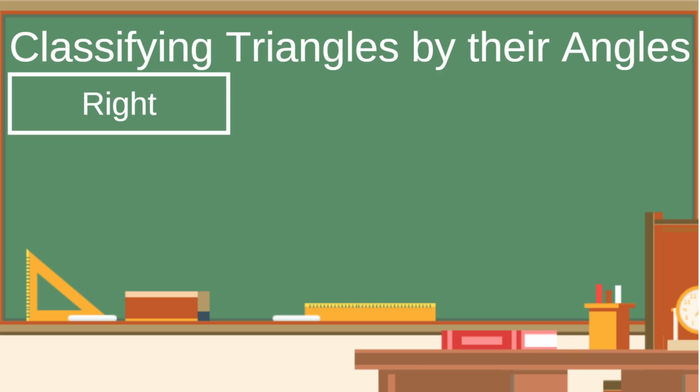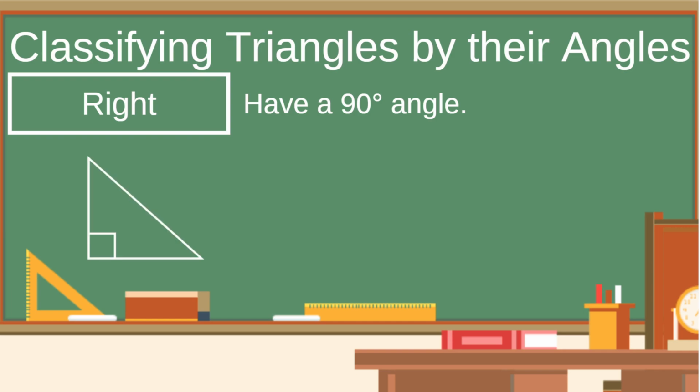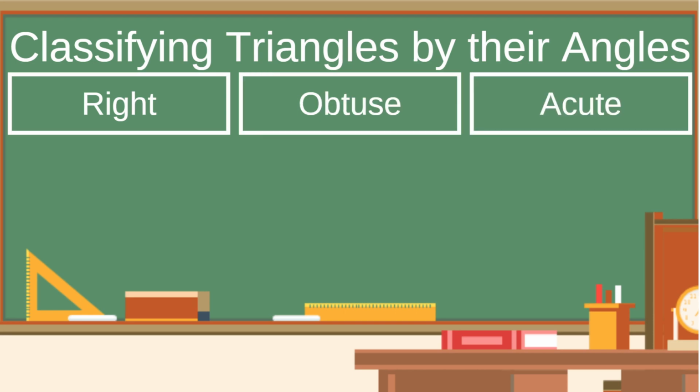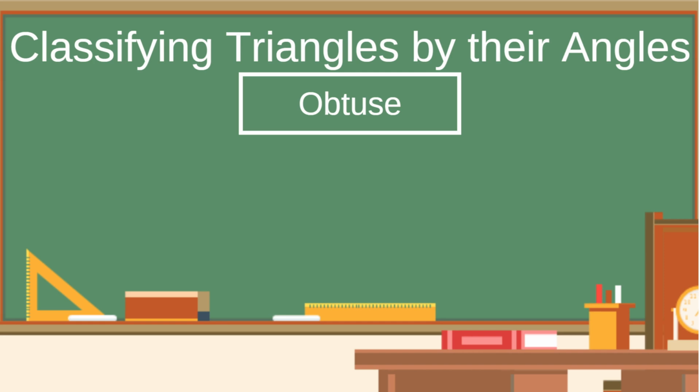For a triangle to be right, it must have a 90-degree angle. Whether that triangle is small, large, or rotated, as long as it has a 90-degree angle inside it, the triangle is a right triangle. Next, let's have a look at obtuse triangles.